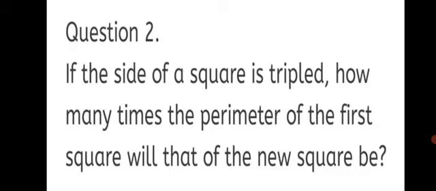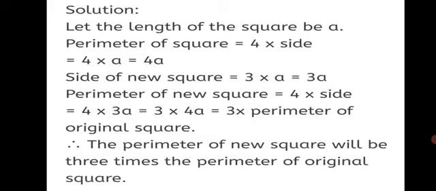Question number 2. If the side of a square is tripled, how many times the perimeter of the first square will that of the new square be? Now, it's a square and the sides are tripled. Let's see what will be their perimeters. Let the side of the square be A. Perimeter of the square is equal to 4 into side, which is 4A. Side of the new square is equal to 3 times. So 3 into A will be 3A.